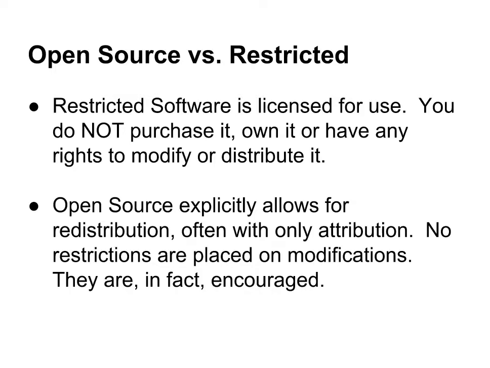Now, software is licensed in two broad categories. On one hand, you have restricted software. This is similar to copyrighted work, only it's usually a lot more restrictive. You might think that you purchase software, but you don't purchase software. You license software for a restricted type of use. You have no rights to modify the software or distribute it after you've licensed it. So that's on one hand.